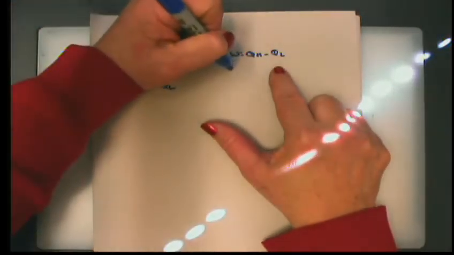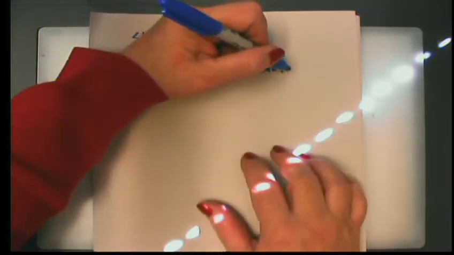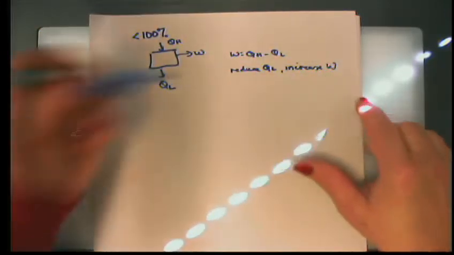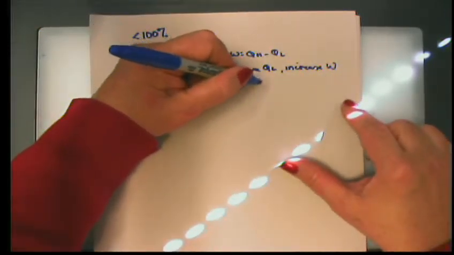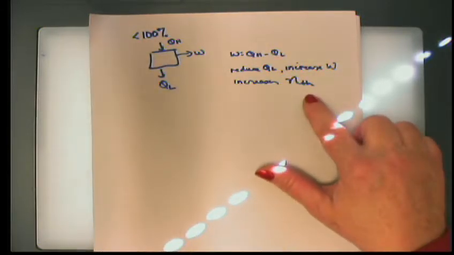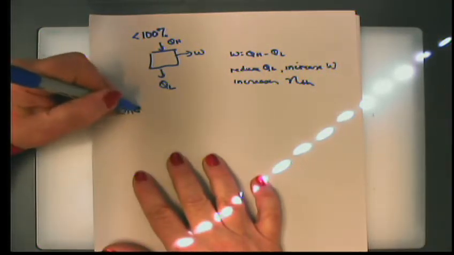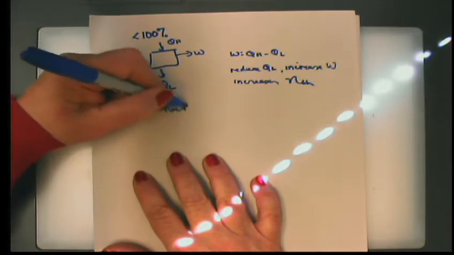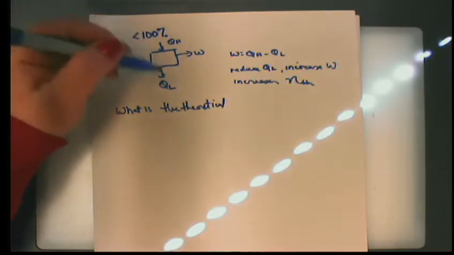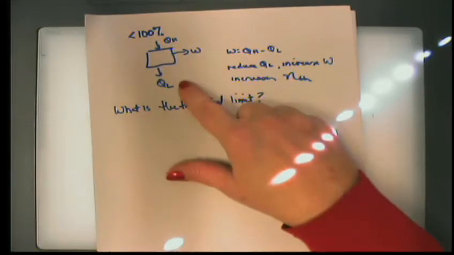So as we reduce QL, we increase the work that we can get out. And therefore, we increase the thermal efficiency of the cycle. Now, what we're going to talk about today then is what is the theoretical limit. Since we know that the theoretical limit is less than 100%, what is the theoretical limit?